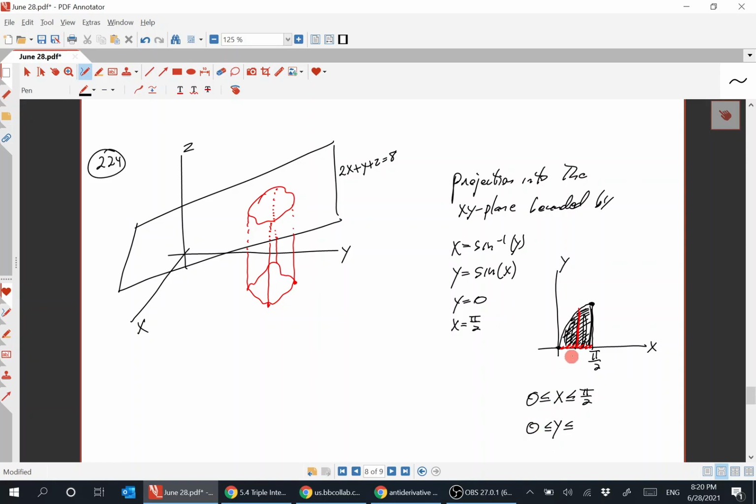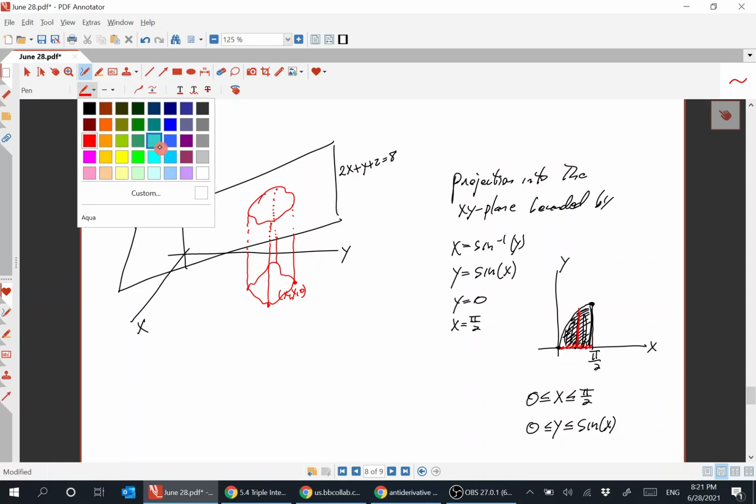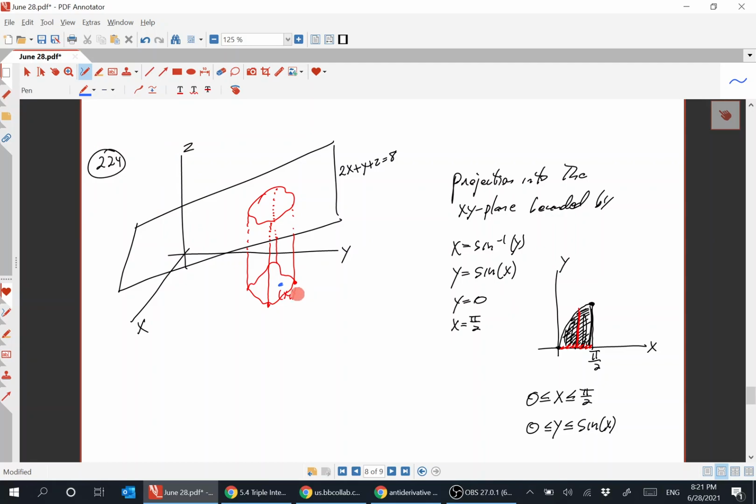Right, y goes from 0 to sine x. And then given the xy point in this region here, I should use a different color here. So this is x, y, 0. The z goes from here to here.